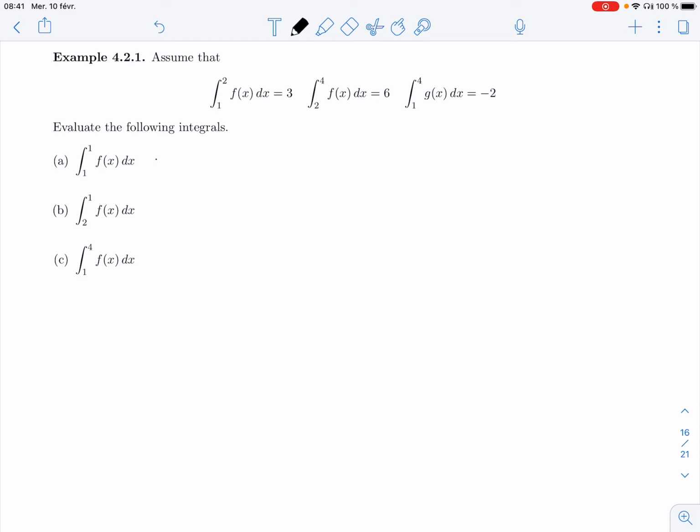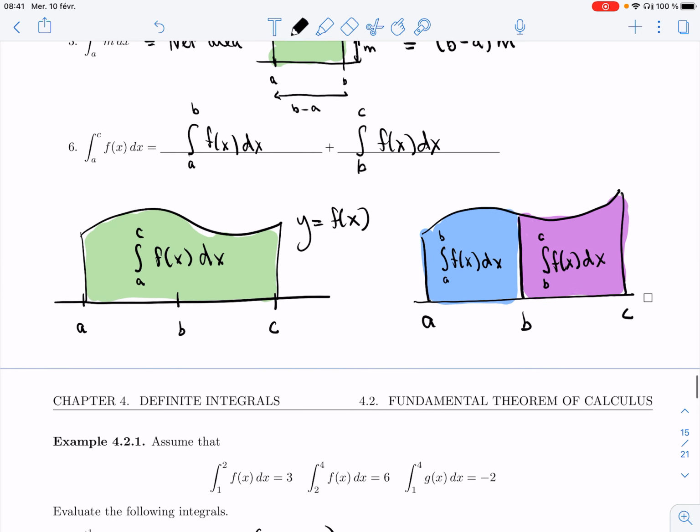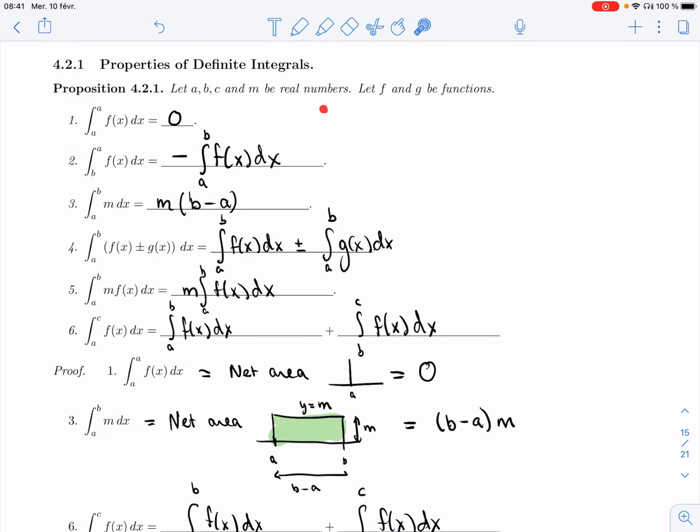So integral from 1 to 1, that will be 0 because my 2 bounds are the same. So that's property 1, this one right here.